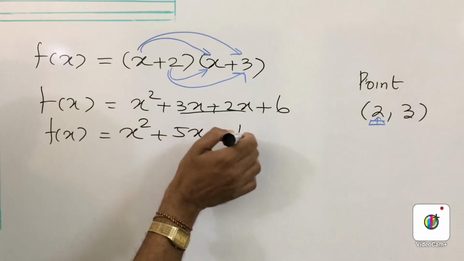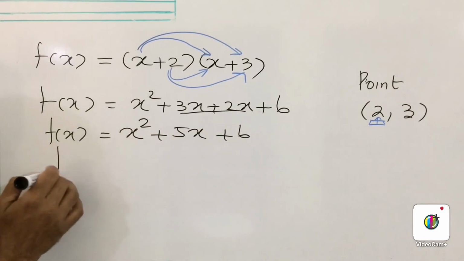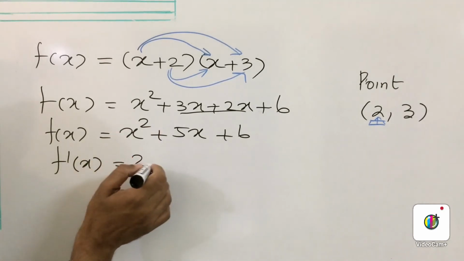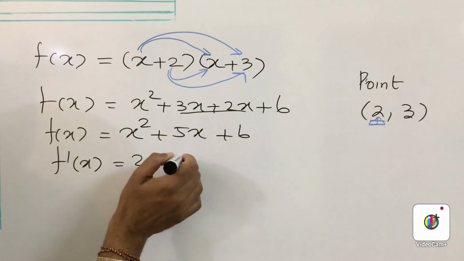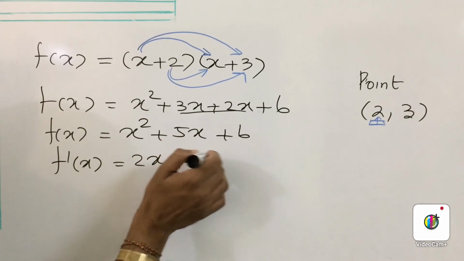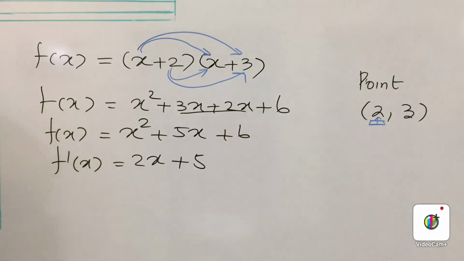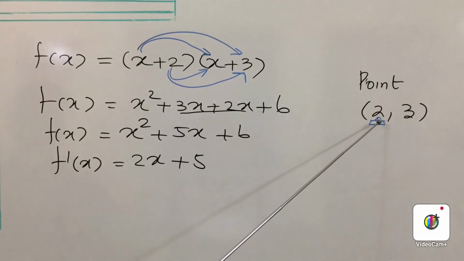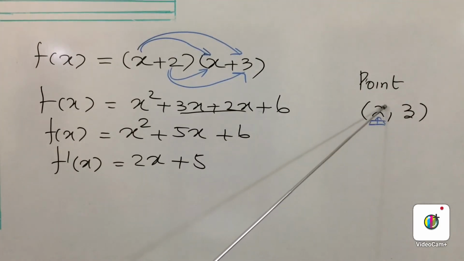5x plus 6. Now we should differentiate. f'(x) equals, we take 2 from x squared, 2x over 1, plus the differentiation of 5x, which is 5, plus the differentiation of a number, which is 0. Therefore the differentiation is 2x plus 5. After that you should find the gradient at this point. The coordinate of this point is (2, 3), the x coordinate is 2. You should take the x coordinate and substitute here.